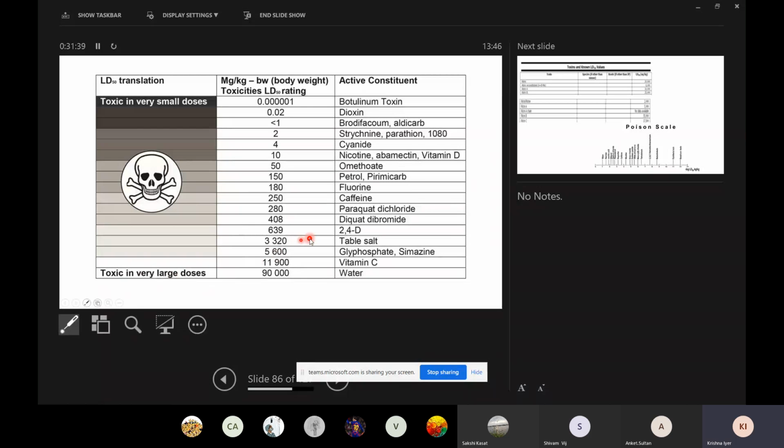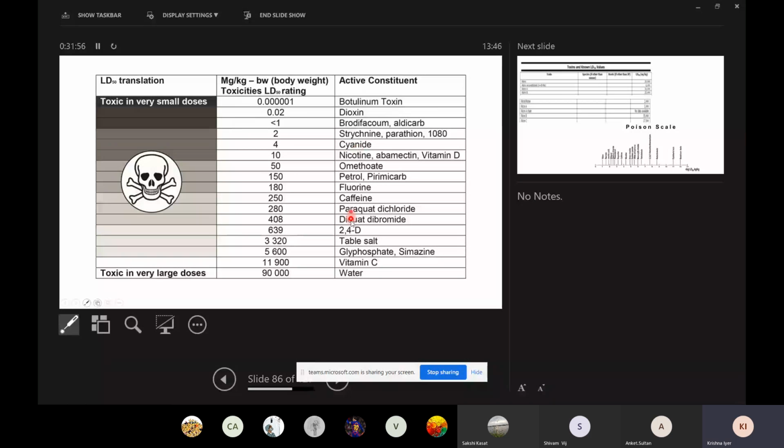Just to give you an idea, there are some of the other toxins. The most toxic compound is called botulinum toxin. Then you have dioxin, which is also very toxic. Cyanide is somewhere here, LD50 of 4 milligram per kilogram.